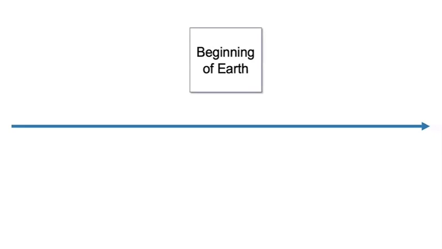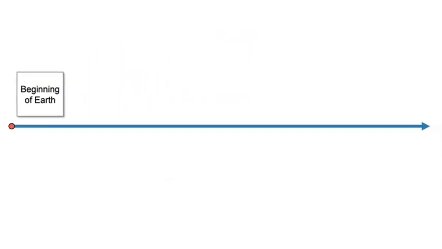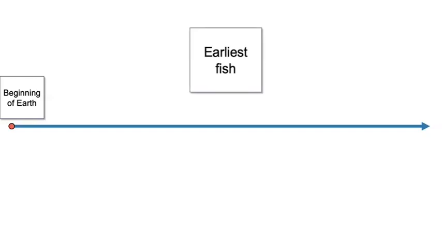The beginning of the Earth was more than 4.5 billion years ago. That's such a long time ago, way before there were any plants or animals on Earth. I'll plot that event here on the timeline at the very beginning. The next event was the appearance of earliest fish, which lived 518 million years ago. We should plot that event here.